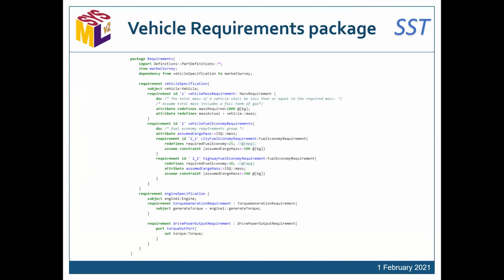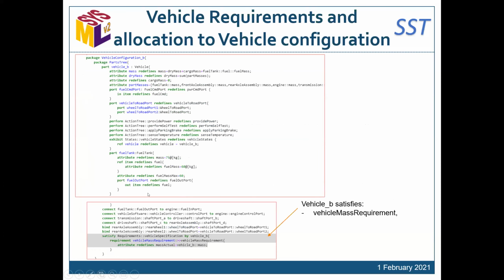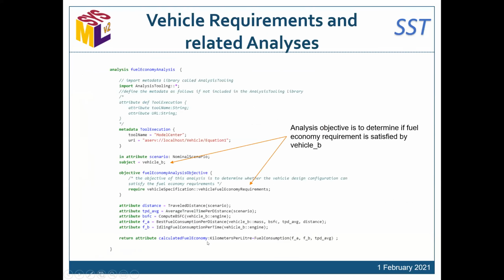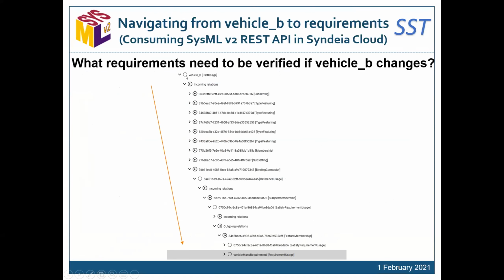Here's a model which has requirements in it, and you can see the requirements for the vehicle fuel economy and the engine specification. Then you can see this definition of a vehicle configuration, and there's a satisfy relationship in here. It says the vehicle satisfies the mass requirement. So if I change the vehicle design, I can look at the same parts tree I was showing you in the other tool, or any other tool, to navigate my relationships, or I can call it through the REST API in a raw form through Postman and do this many times. Given that vehicle B changes, I can trace through those relationships and navigate to which requirements need to be evaluated.